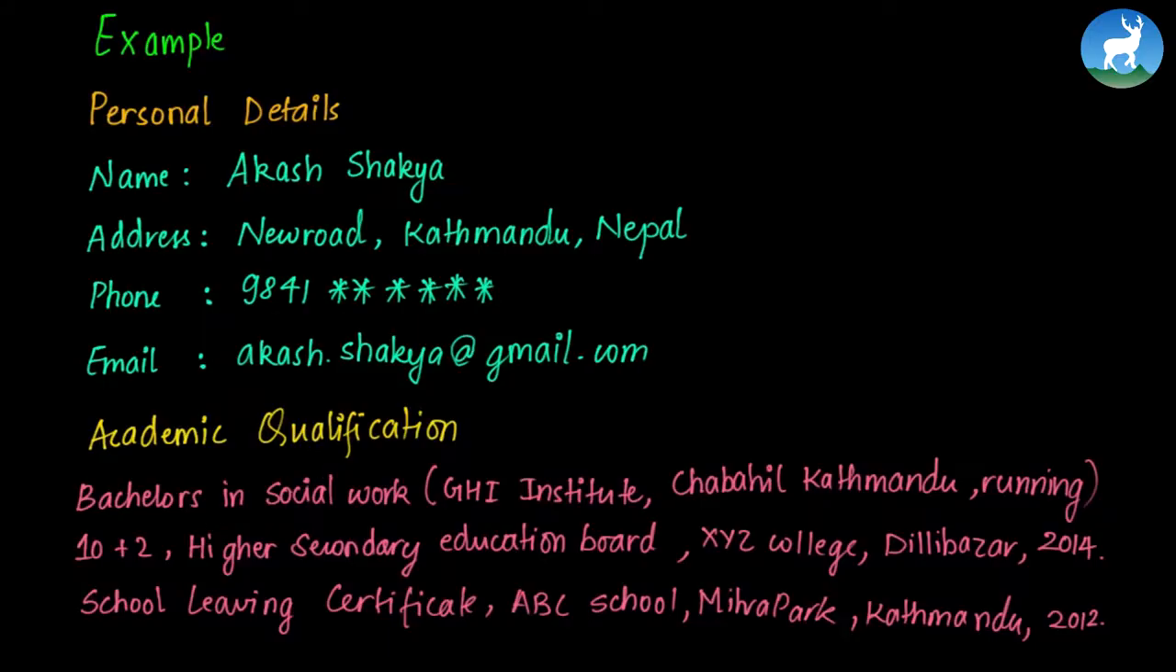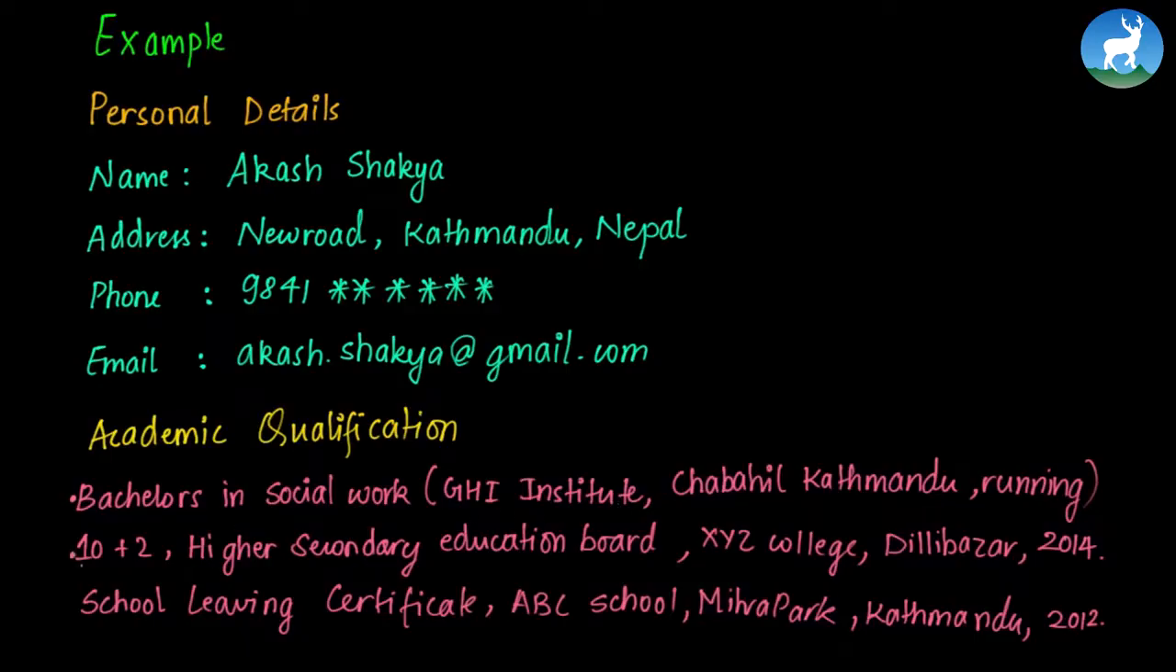We go towards listing the academic qualification. So here I've listed the most recent one on the top. So Bachelor's in Social Work from GHI Institute, which is in Chabahil, Kathmandu, and it's running. So this CV states that you are a student who is currently taking the course at GHI Institute.